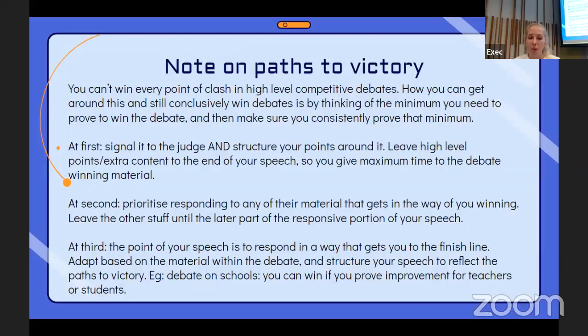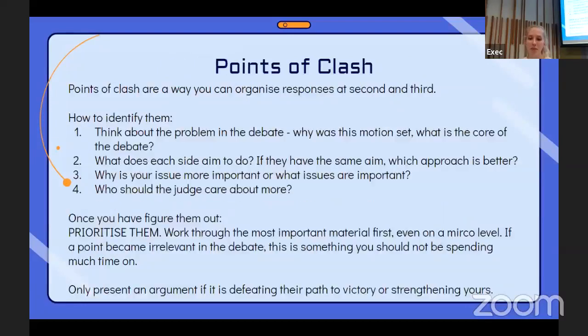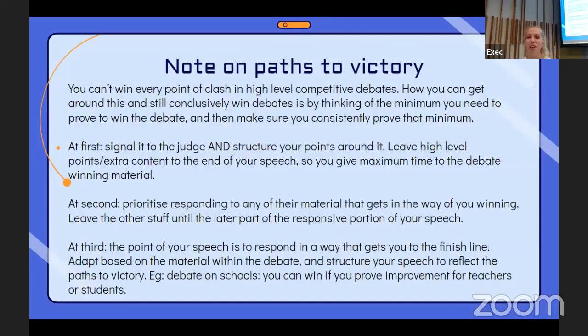So for an example, a debate on schools, you can win if you prove improvement for teachers or students. So you're setting up there two paths to victory. All you have to do then is a little bit less legwork, because even if the judge doesn't believe that you get improvement for students, you still have another pathway left on teachers. So that's just a little bit of note on how this kind of strategy should inform how you structure your speech.